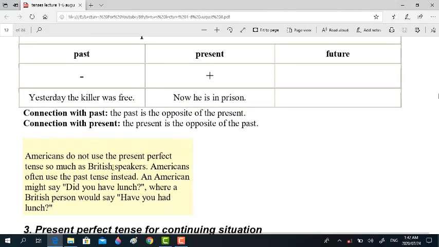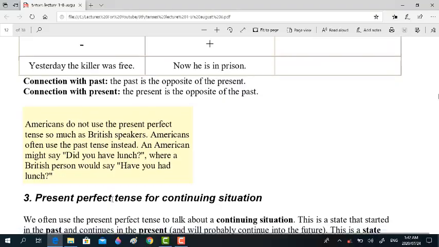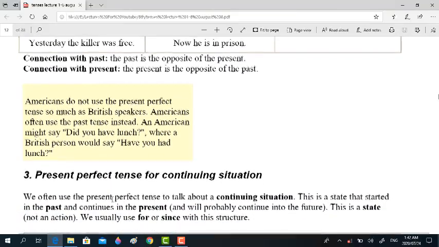Americans do not use the present perfect tense so much as British speakers. Americans often use the past tense instead, right. Okay, just keep in mind, an American might say, "Did you have lunch?" where a British person would say, "Have you had lunch?" We knowingly and unknowingly use both.